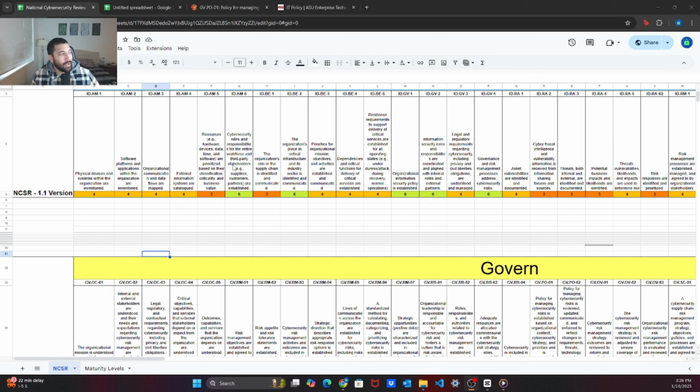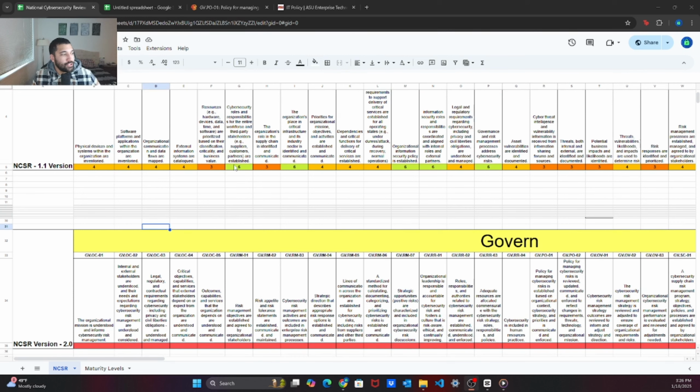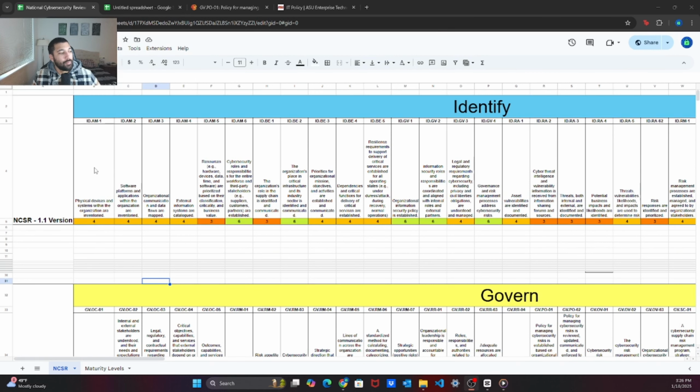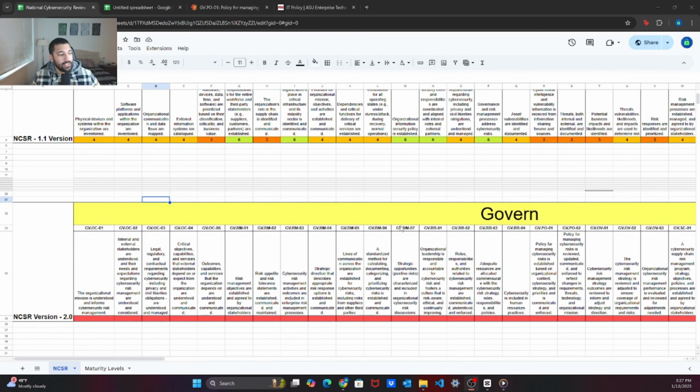Once you open up the Excel spreadsheet that I provided, there are two versions, NCSR 1.1 version and NCSR version 2.0, which the NCSR is based off of the NIST CSF, the cybersecurity framework, okay? And in the last video, I said to do the 1.1 version because essentially there is a new function in the NIST CSF 2.0, which has some subcategory questions you're just not gonna know.